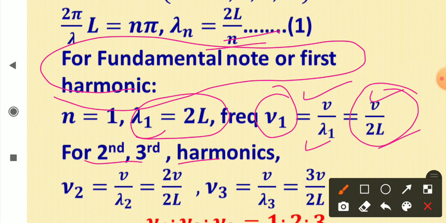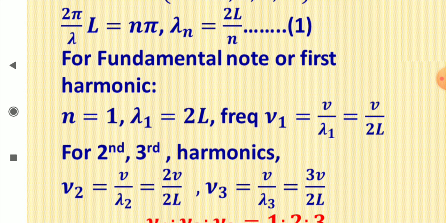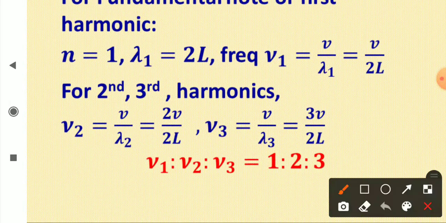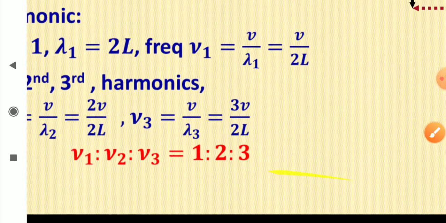Now for second and third harmonic, put n is equal to 2 and 3. So you get nu 2, second frequency is 2v upon 2L, nu 3, third frequency is 3v upon 2L, and ratio of nu 1, nu 2 and nu 3. See the ratio of all three, the ratio comes out as 1:2:3 and so on. So ratio of harmonics produced is 1:2:3.